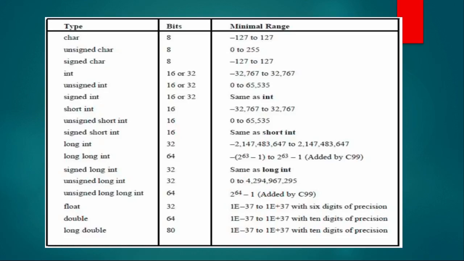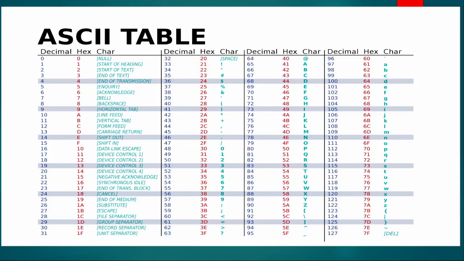So what happened is that an association came together and developed what we call the ASCII table. ASCII stands for American Standard Code for Information Interchange. They laid the standard, and the standard that was laid is what became the characters in C.